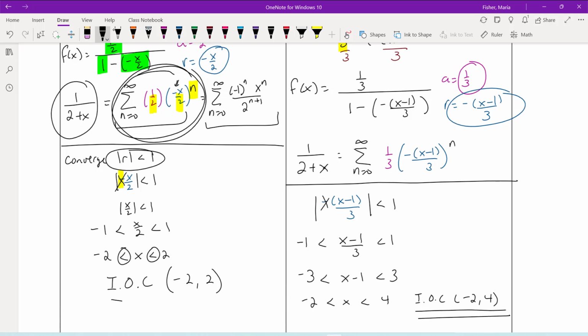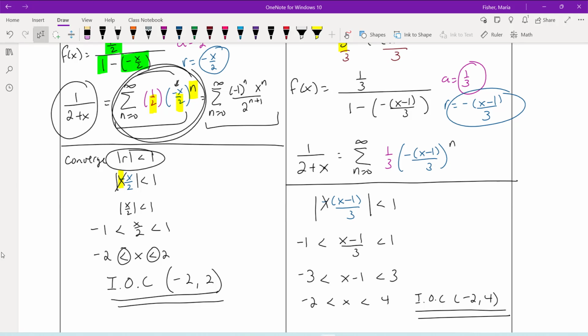Again, you do not check the endpoints with the interval of convergence for these because you're creating a power series from a geometric series formula, and we know that a geometric series, if r were equal to 1, would diverge. So you can never be equal to 1 when you're creating these power series from that geometric formula.